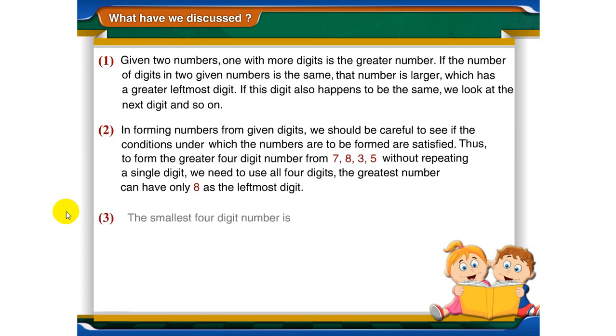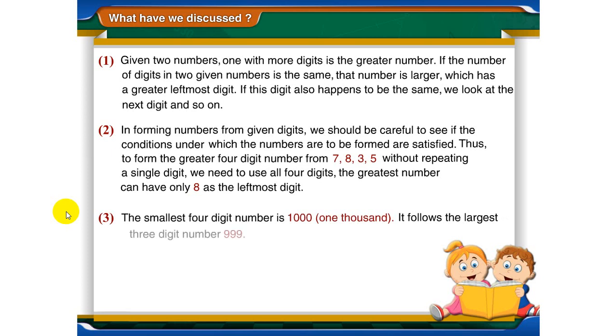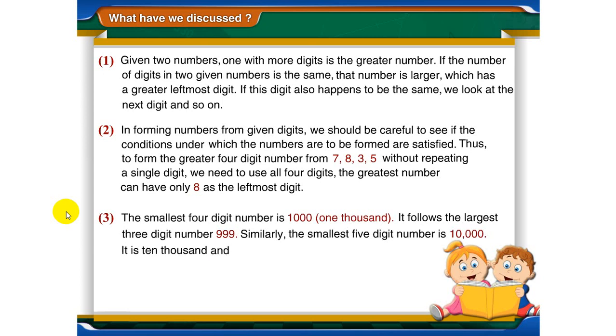3. The smallest 4-digit number is 1000. It follows the largest 3-digit number, 999. Similarly, the smallest 5-digit number is 10,000. It follows the largest 4-digit number, 9,999.